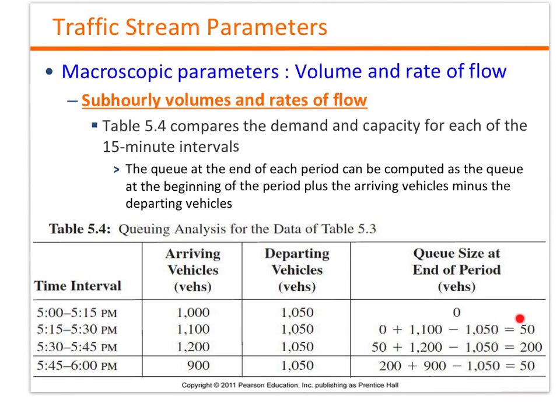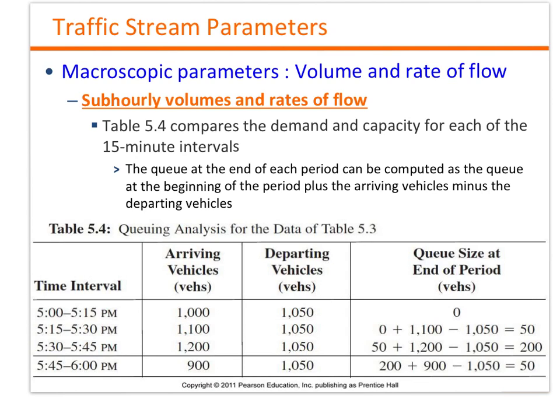And now we could see that at the end of the second 15 minutes, we're having 50 cars accumulating at the intersection. Now going to the third quarter of the hour, which looks like the worst time of the peak hour, 5:30 to 5:45. Now we're having 1200 vehicles arriving, and the capacity is constant, which is 1050.